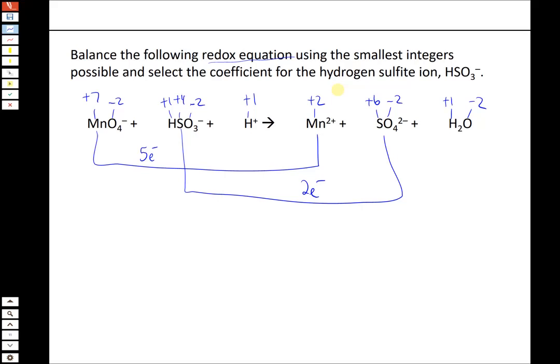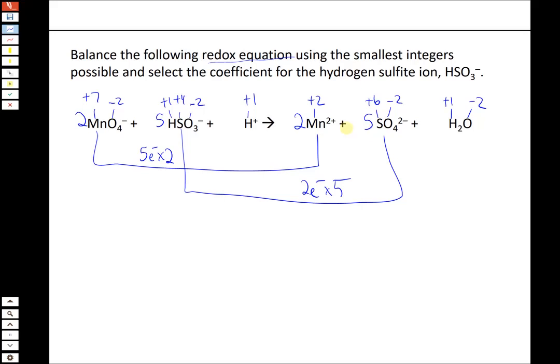So what we'll have is, we want to make these two the same, we need to find small factors to multiply those by. The least common multiple of 5 and 2 is 10, so we're going to double this to make it 10 total electrons. And so to do that, we put a coefficient of 2 in front of both of those. And then this one we're going to multiply by 5 to also make it 10 electrons being lost. And so we need to have a 5 there and a 5 there. So that sets the coefficients for those two substances.